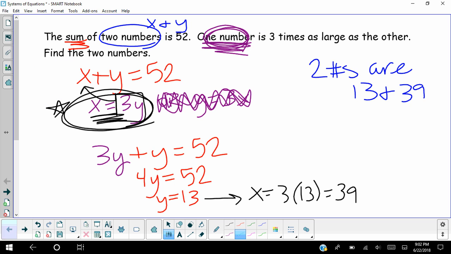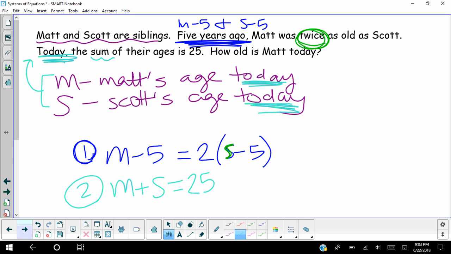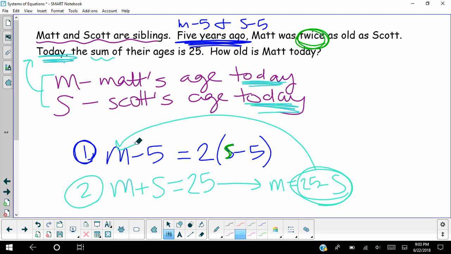Now, our last question was set up really well to do substitution because we had it in an x equals format. So we could take what x equaled and just substitute it up into the other problem. I don't have that here. I don't know what m equals. I don't know what s equals. Now, if I want to get that, I could say m is equal to 25 minus s, and then I could take this 25 minus s and substitute it in up here. That would be an option.